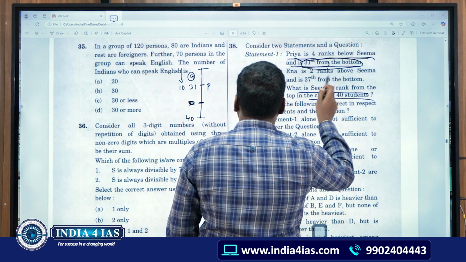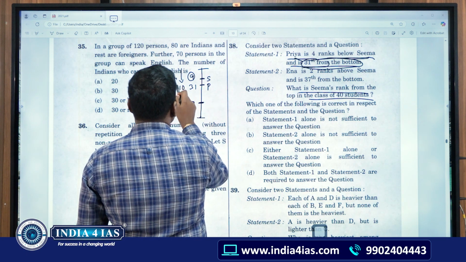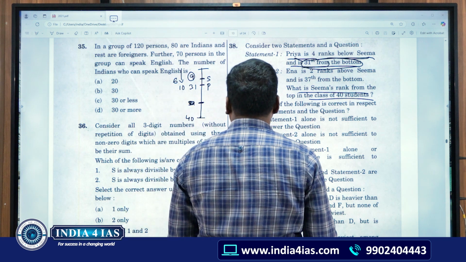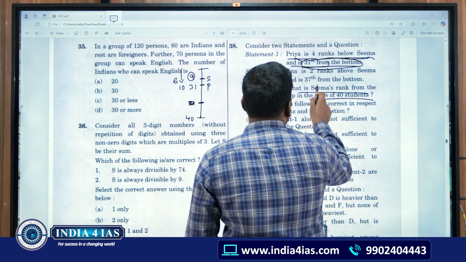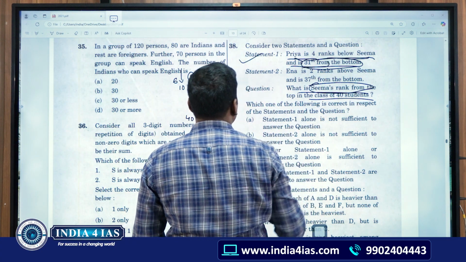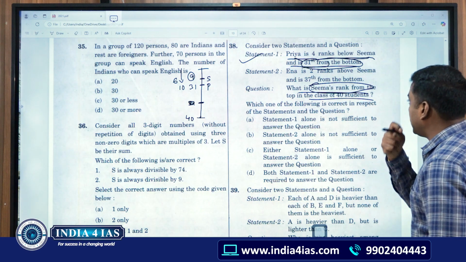Priya is 4 ranks below Seema. Then Seema comes here. So Seema is having 6th rank. Priya is 10th rank and Seema is 6th rank. They are asking, what is Seema's rank from the top? Yes, we can find out with statement 1 alone. But there you cannot end. You have to go with the second statement also.